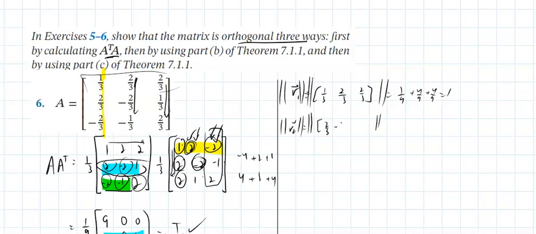Second row, well, obviously that is 4/9 plus 4/9 plus 1/9, which is 9/9, that's 1. And you could check the third, 4/9 plus 1/9 plus 4/9, that checks. Now, if I take the columns, if I take the magnitude of, oh, that's B.